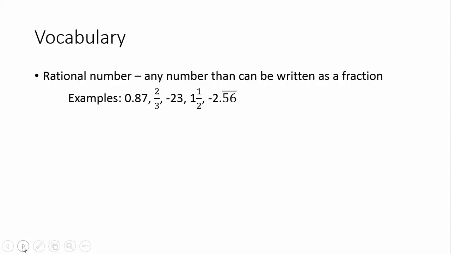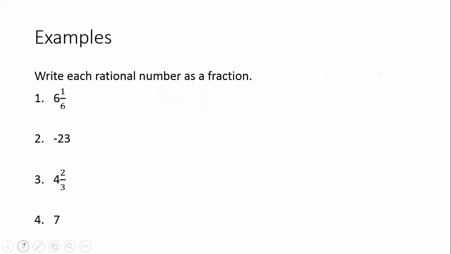Now, when you look at the decimals, remember we learned in our last lesson how to write fractions as decimals. Today we're going to learn how to go the other way, how to write decimals as fractions. So those two decimals in the examples can be written as rational numbers. So let's write each rational number as a fraction.